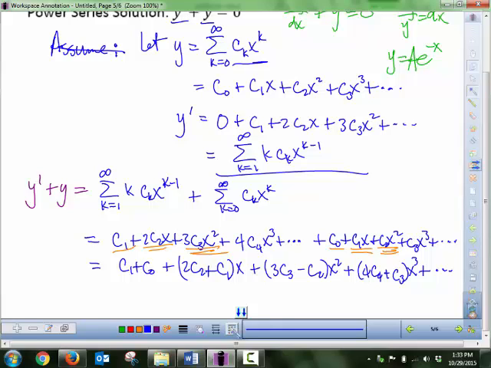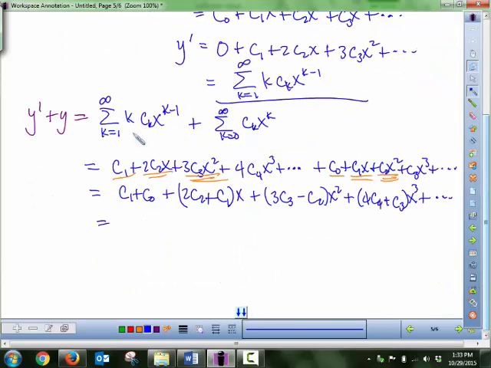So much like what we would do with solving equations, this is all equal to 0. So all these coefficients should all equal 0 as well. Before we do that, though, let's see if we can rewrite it in terms of the summation sign.